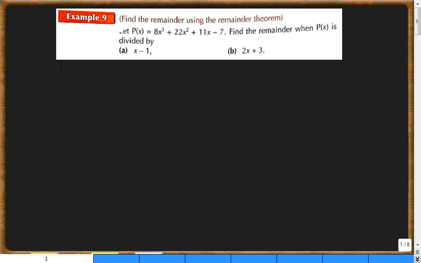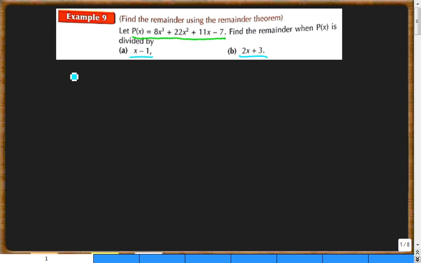Okay, so we're going to look at example 9, which is asking us to use our remainder theorem. It says that we have the function p of x, and that is 8x cubed plus 22x squared plus 11x minus 7. And it says find the remainder when p of x is divided by each of these, which is x minus 1 and 2x plus 3.